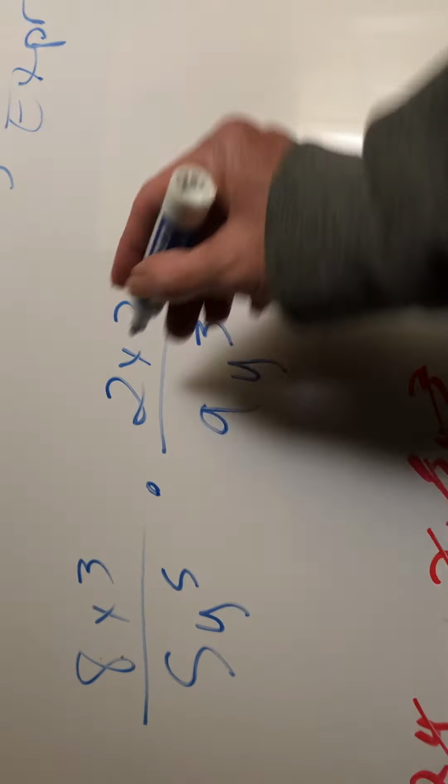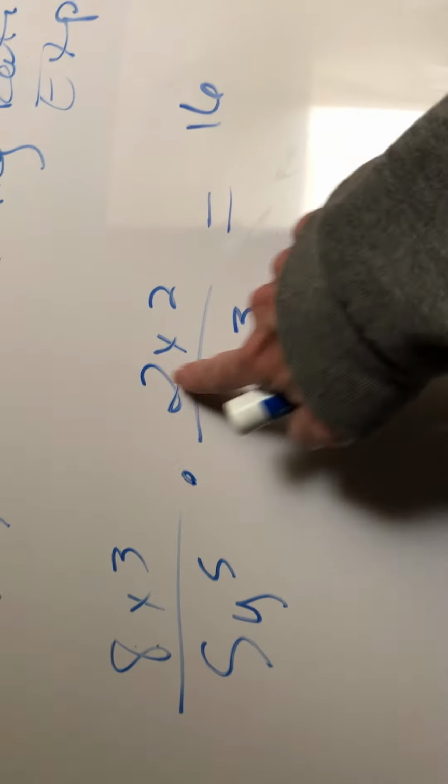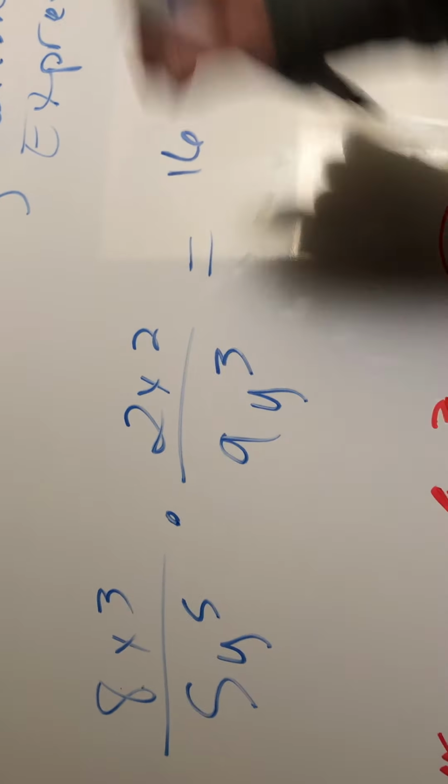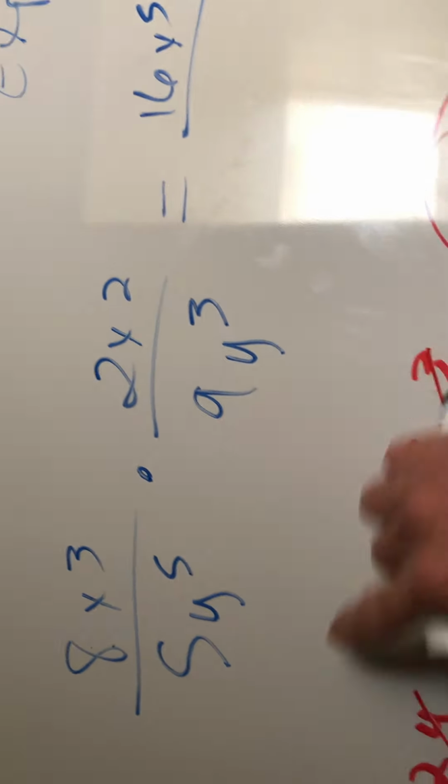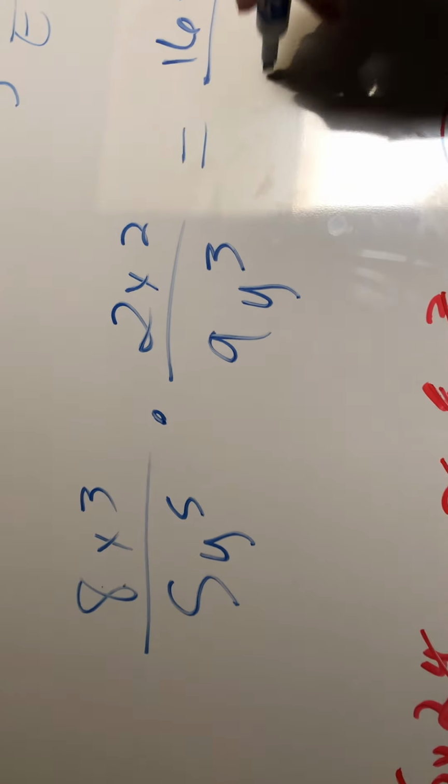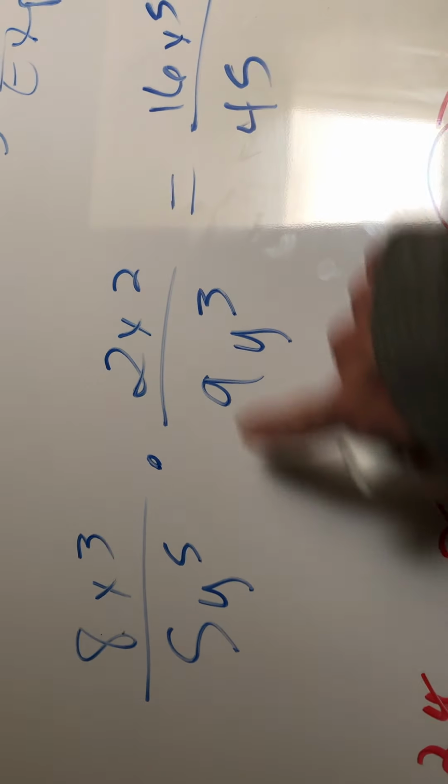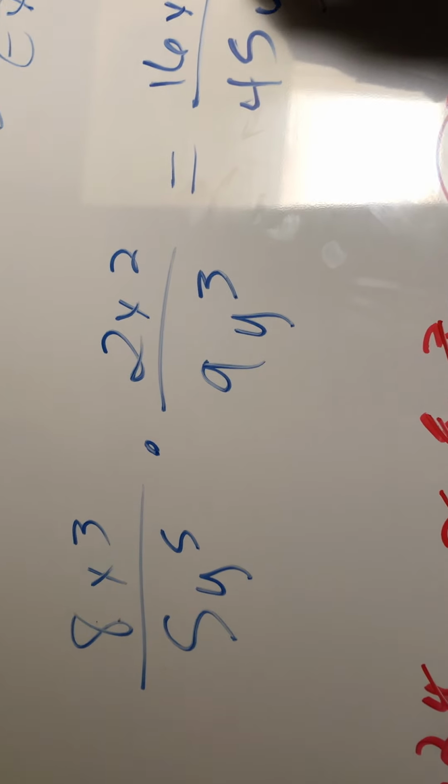That's okay. So we just do 8 times 2, which is 16. X cubed times x squared is x to the fifth. On the bottom, 5 times 9 is 45. And then y to the fifth times y cubed is y to the eighth.